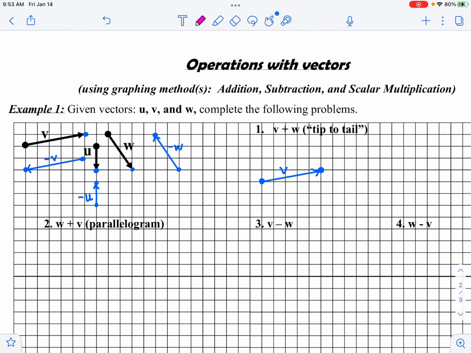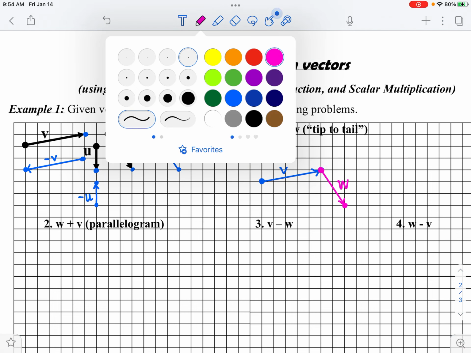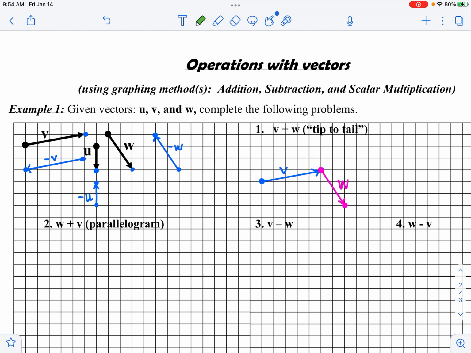All right, now I have to do plus w. So I'm going to change colors so you can see this, but I'm going to start at the terminal point of v. So I'm going to start right here, and this is where w is going to start. So for w, I have to go down 3 and right 2. I'm going to go down 3, right 2, make an ending point. And then I'm going to show the direction, which is this. That's w.